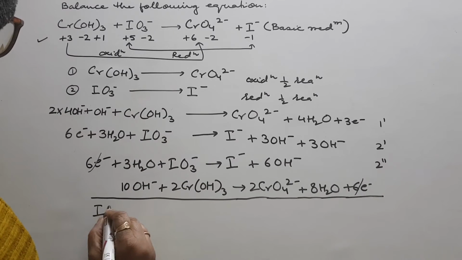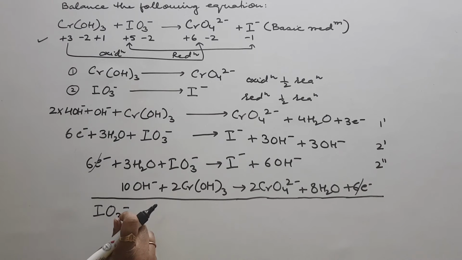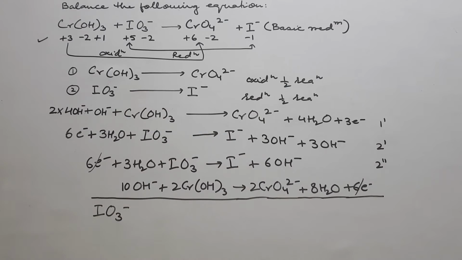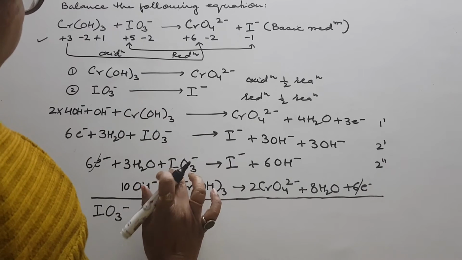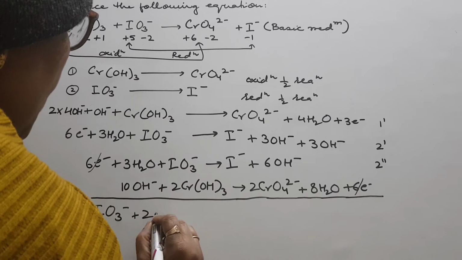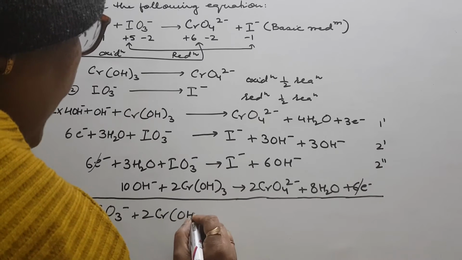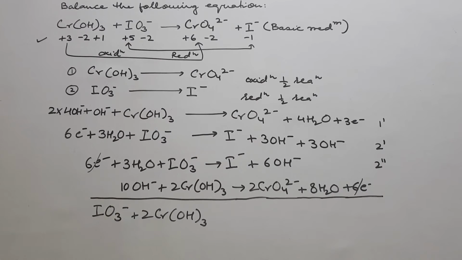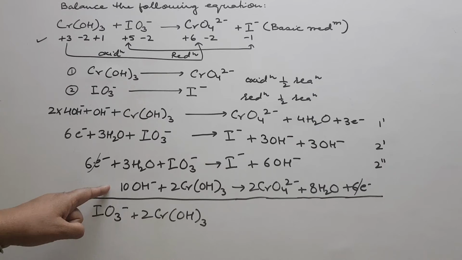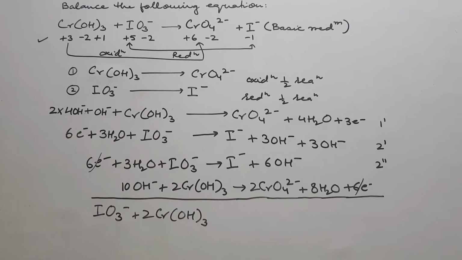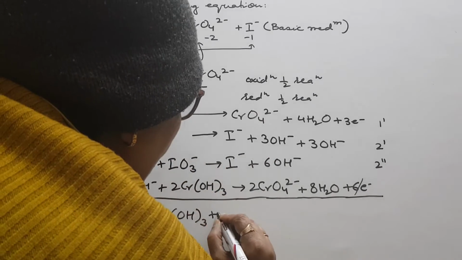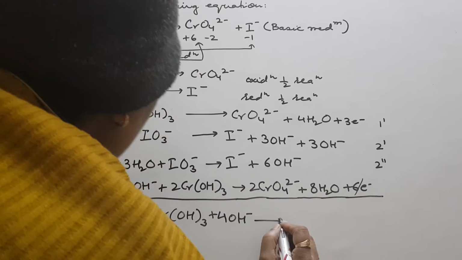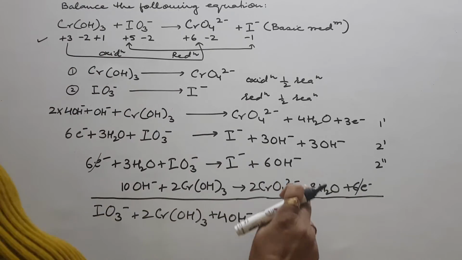It is IO3 minus, right? Plus here it is 3H2O, here it is 8H2O. So, or let's say first write the main thing. IO3 minus plus 2CrOH whole thrice. Now, few things are common, we can write this way. I have got 10 OH minus this side and I have got 6 OH minus this side. It means I will be having here 4 OH minus, so it is algebraic sum, right? So here it is 3H2O, here it is 8H2O.